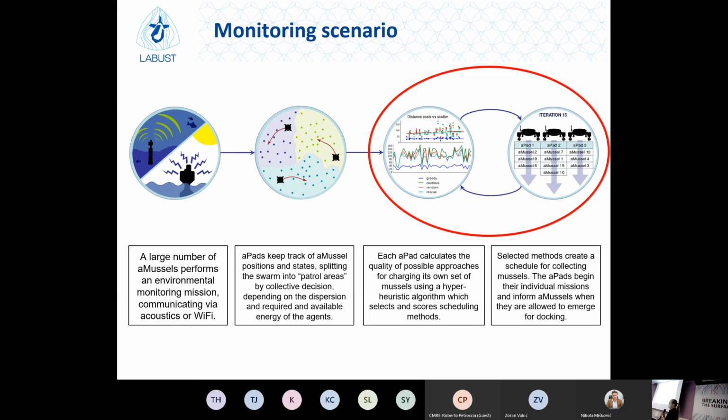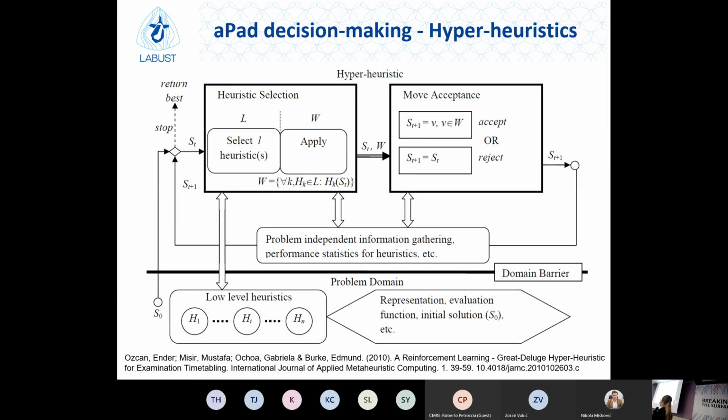I would like to focus on this last part, which includes this hyper-heuristic algorithm for the mission planning and decision making. So this is a structure which seems complex, but it's not really. The main idea here is that we have the actual problem domain. So this is the specific situation we are dealing with. We are dealing with vehicles in a marine environment. We're dealing with motion, movement costs, energy sharing, etc. While this entire section of the algorithm is completely abstract.